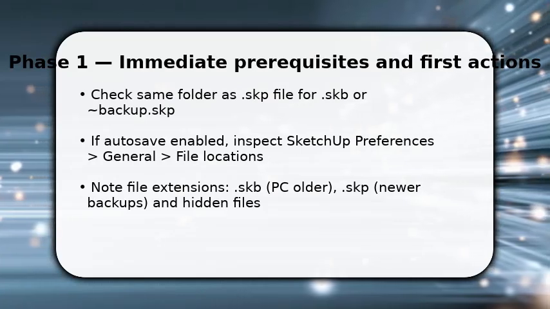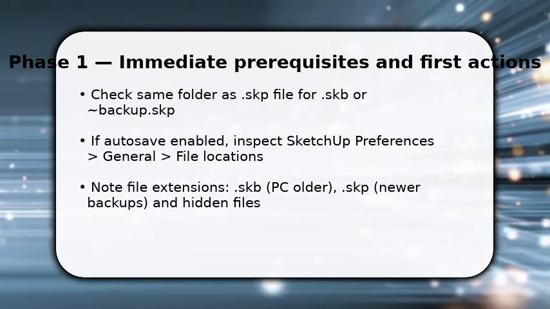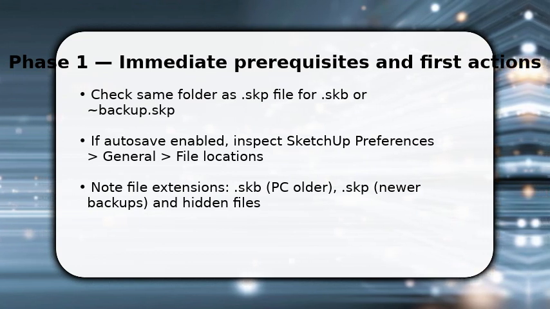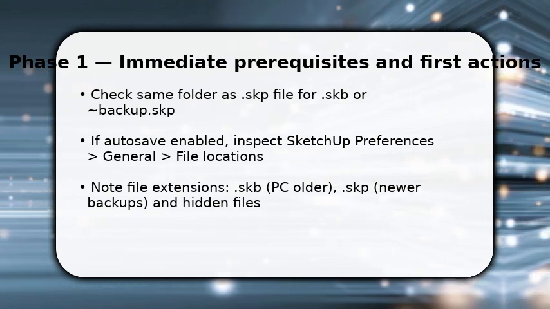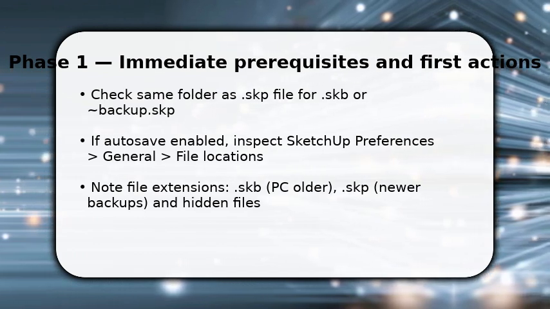You start by locating backup files on disk so you can restore work immediately. Open the folder where your SKP sits. Look for SKB or files starting with tilde. Once found, make sure hidden items are visible in your file browser.